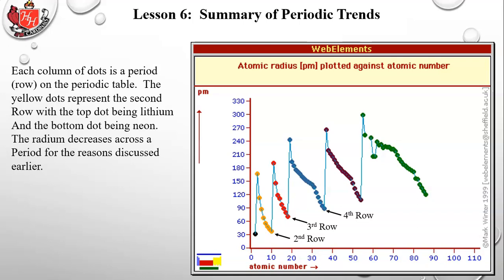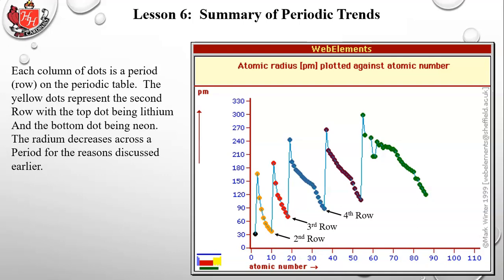Then as you go from left to right across the second row, the atomic radius gets smaller. So the next yellow dot down from the top is beryllium, and then boron, and then it goes all the way across to where the very bottom yellow dot there would be neon.